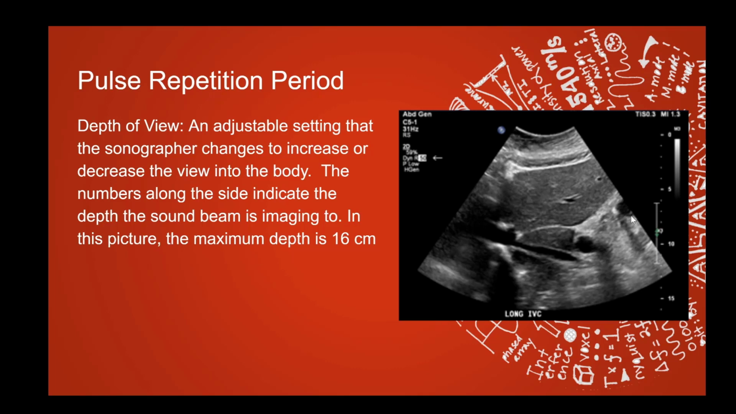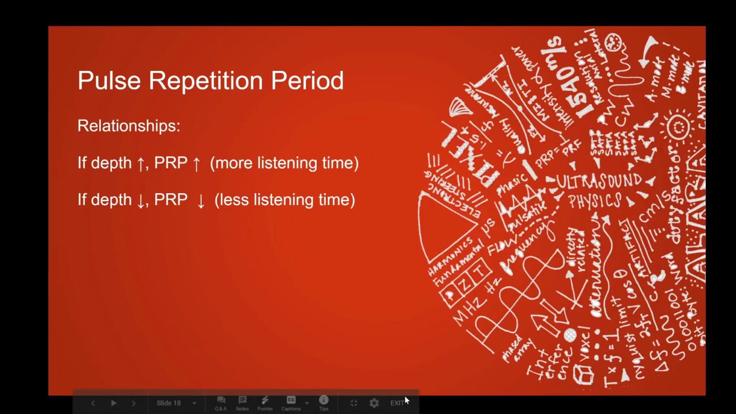So again, pulse repetition period is adjustable because you can adjust how deep you are imaging. Some relationships that we can talk about regarding pulse repetition period are that if the depth increases, then our pulse repetition period is going to increase because there's more listening time. If the depth is decreased, then the PRP is also going to decrease because there's less listening time. So let's take a look at that drawn out.